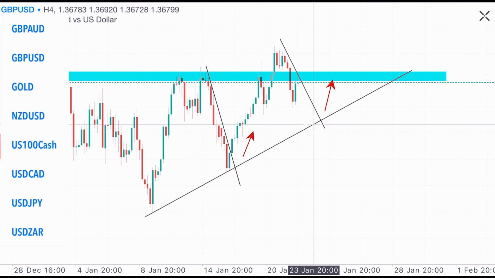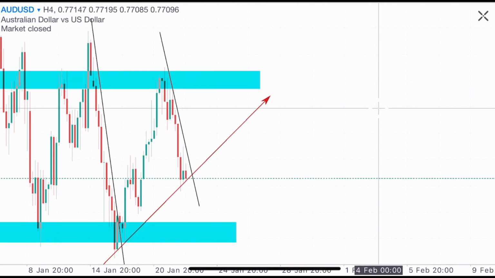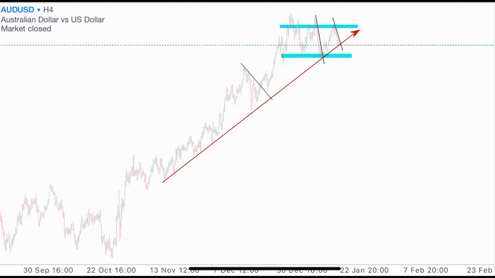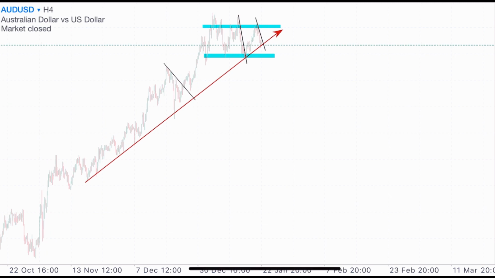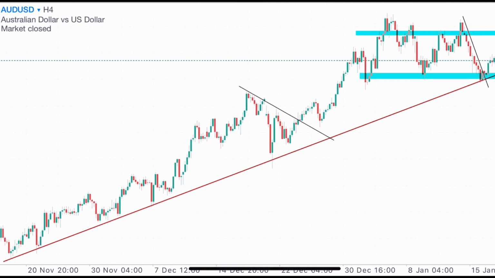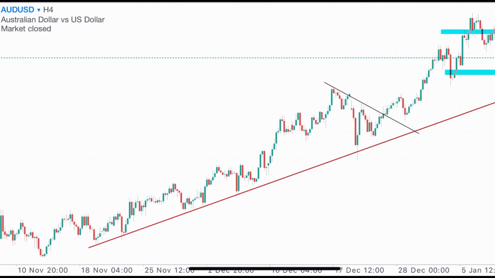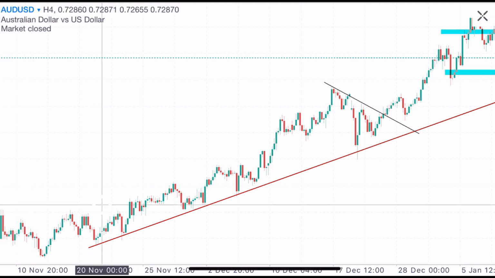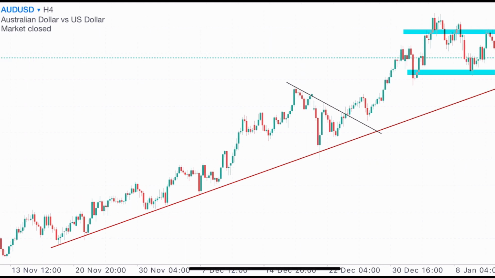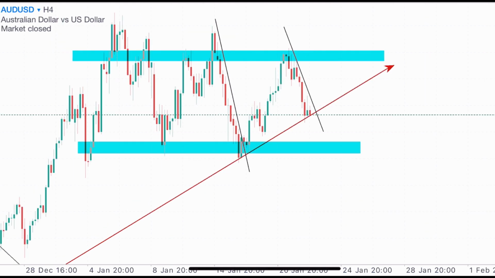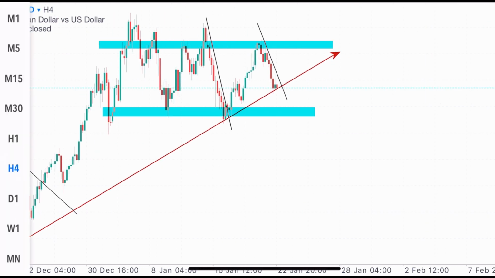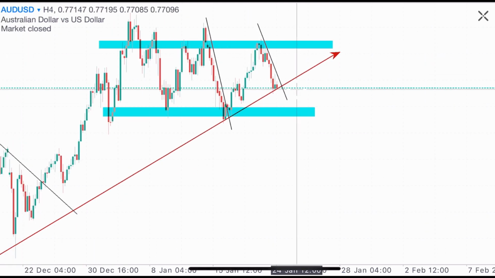So let's go to the last pair. The last pair that we have, ladies and gentlemen, is the AUDUSD. You can see this trend line is from a long time ago, you feel me? This trend line was from the 19th of November. I think it was also in last week's analysis, because I did say you can expect this one to make its way down here, which it did now, you feel me?